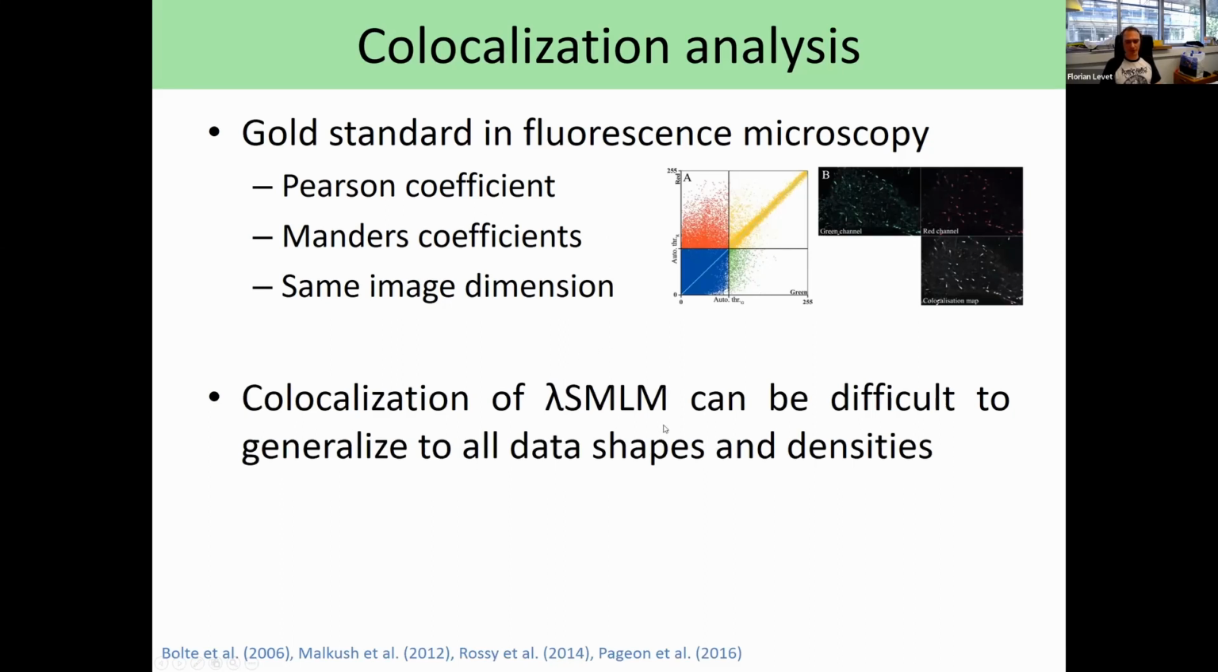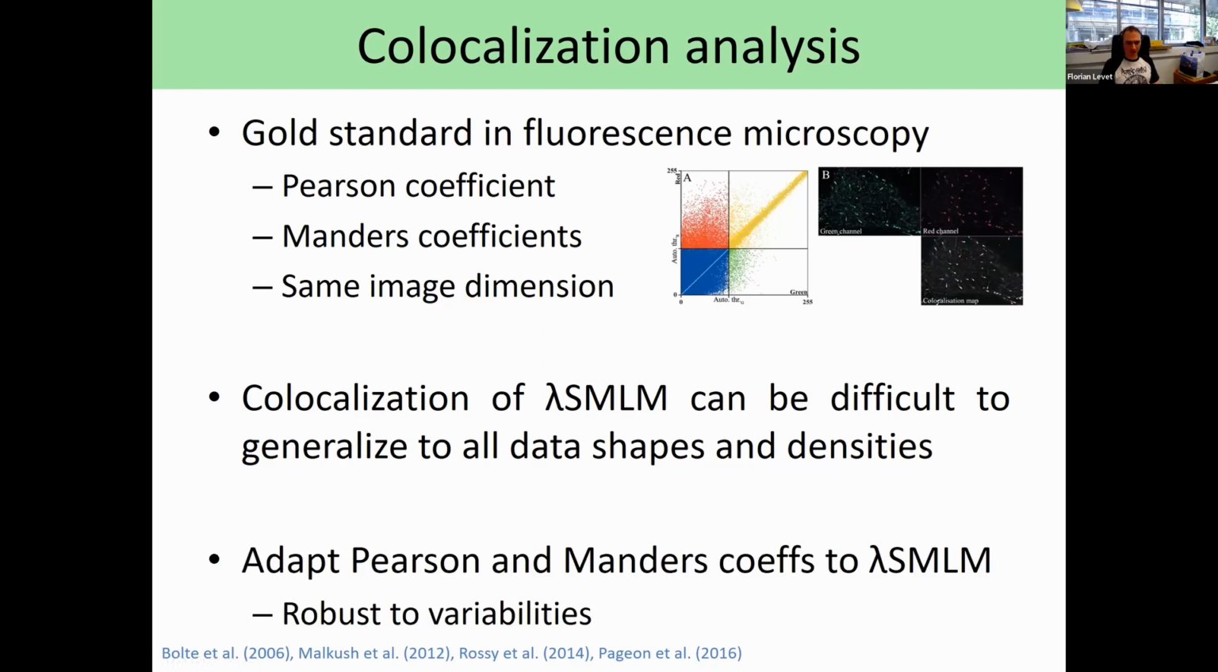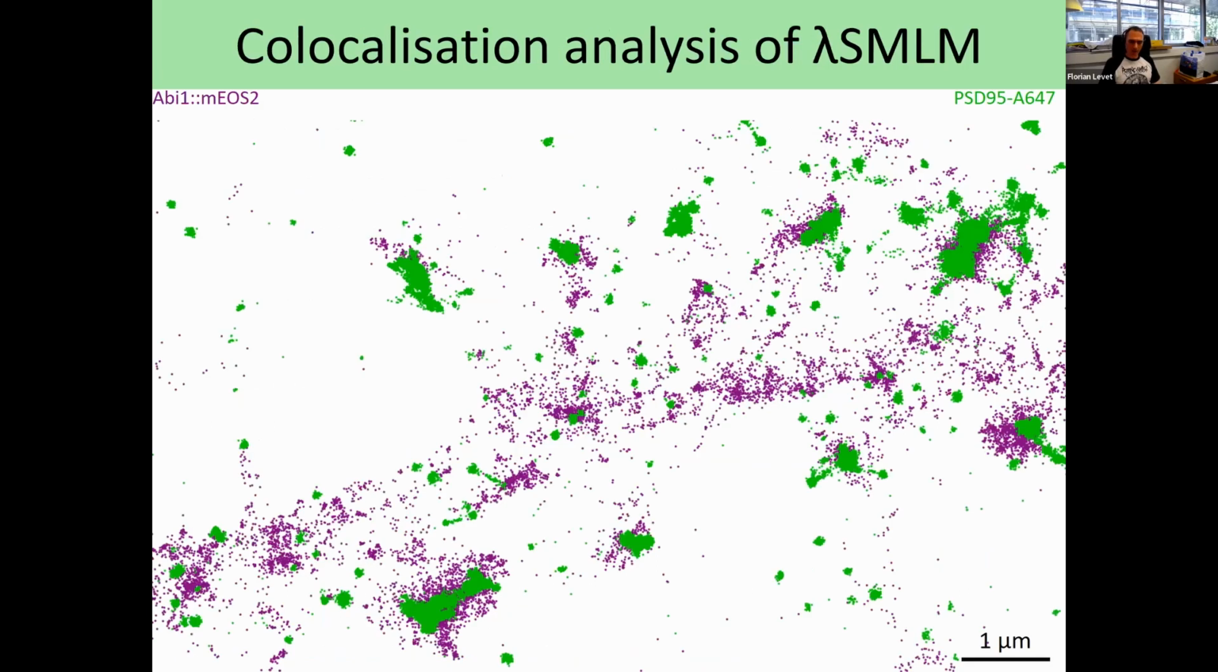So again, we have the gold standard in fluorescence microscopy, Pearson coefficient, Manders coefficient. Colocalization of multicolor single molecule localization microscopy can be difficult because it's not that robust to density, and you may have a lot of parameters. What we wanted to do is to adapt the Pearson and Manders coefficient to single molecule localization microscopy with something that would be robust to variabilities. And our idea was to use the Voronoï cells as a proxy for the pixels.